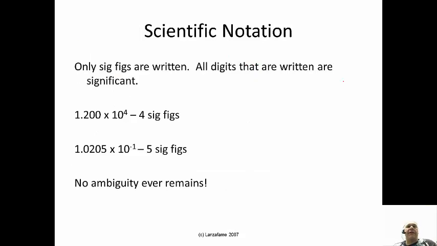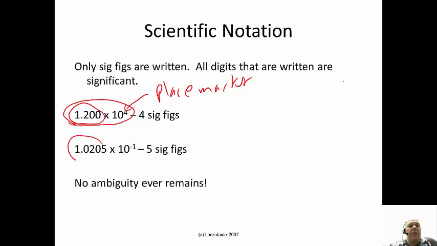The beauty of scientific notation is that only significant figures are written. Anything you see in scientific notation is significant because there's never a need to write something that's not. So if you see the number 1.200 times 10 to the 4th, because it's in scientific notation, all 4 of the digits in the prefix are significant. And the 10 to the 4th is simply the place marker.